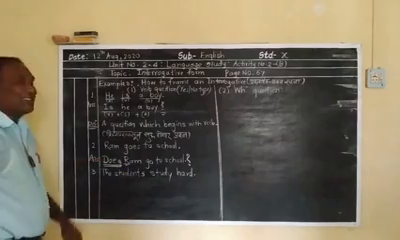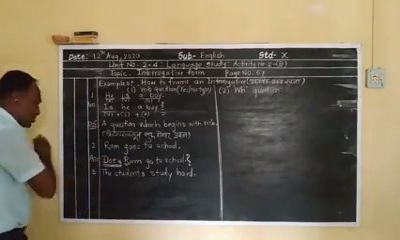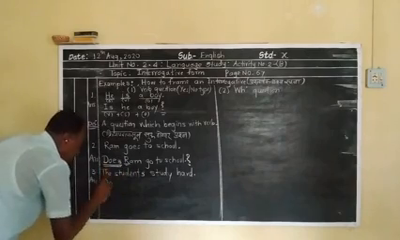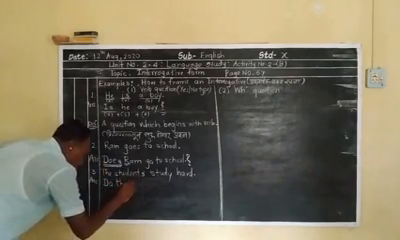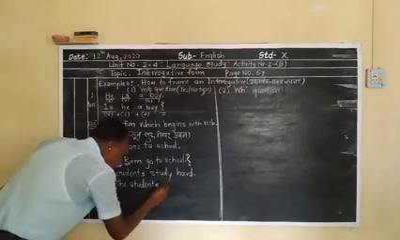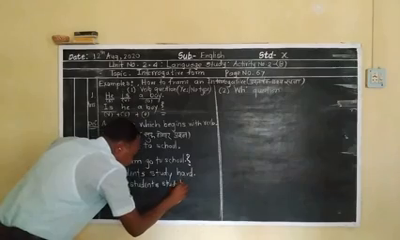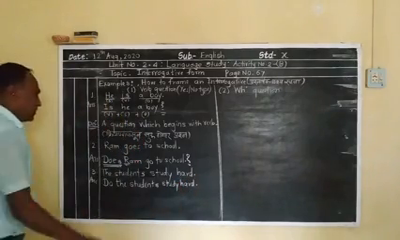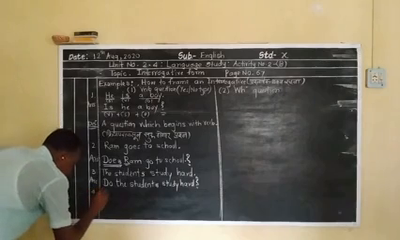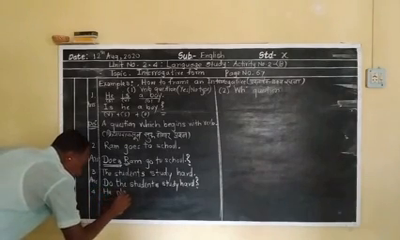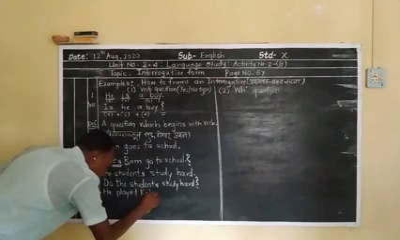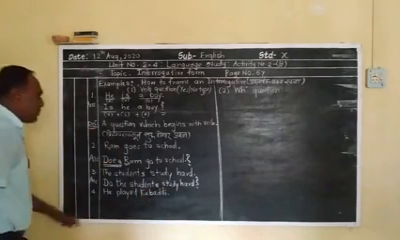Suppose the students study hard. It's a sentence. The students study hard, present tense. This is also present tense. Answer: Do. We got the plural subject. Do the students study hard? Question mark. Fourth one. He played kabaddi. It's a past tense, student.